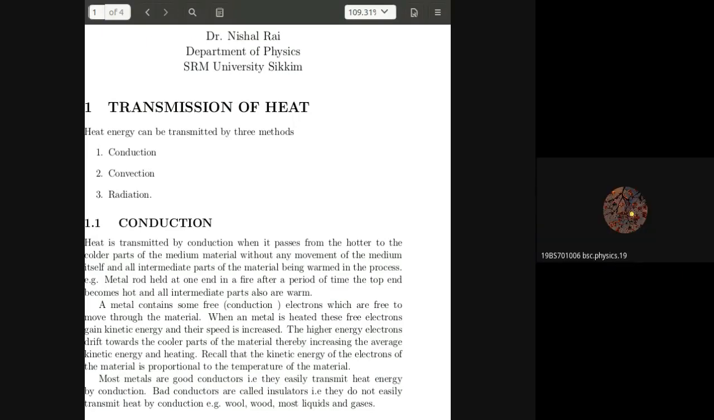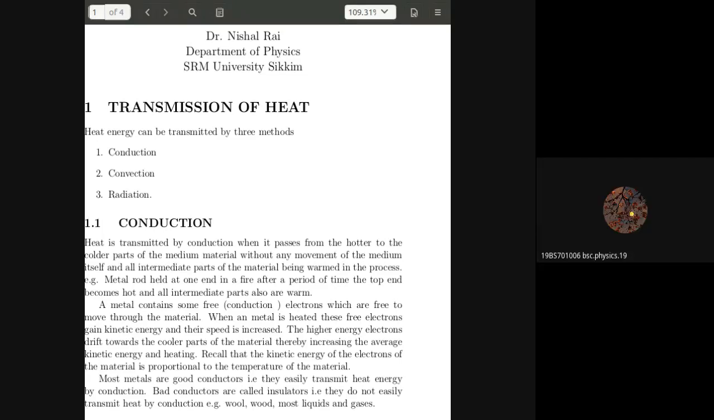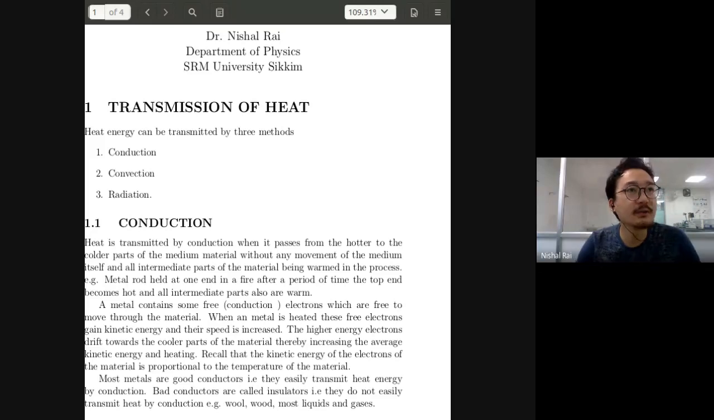Okay. Yes, sir. So basically conductivity you have all studied in electricity. Have you all studied? Yes, sir. In this, conductivity was given by what? Flow of charges. Similarly, conduction is given by what in terms of heat? Conduction is given by flow of heat. Clear?